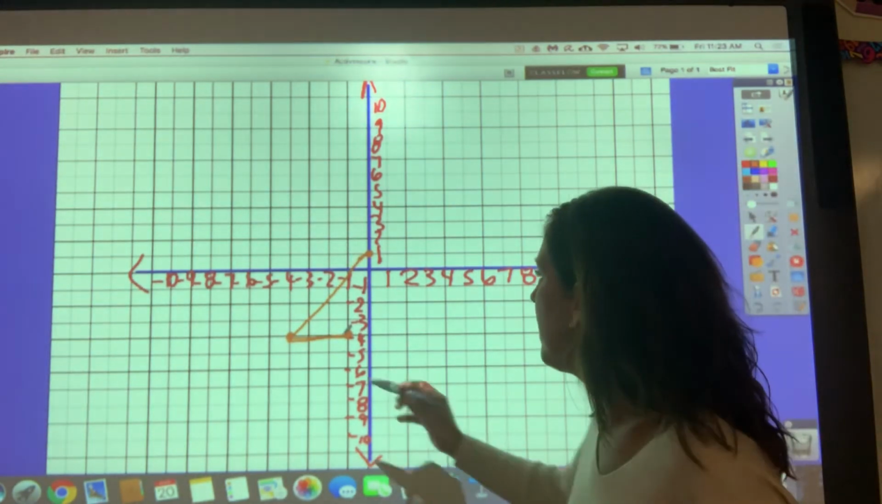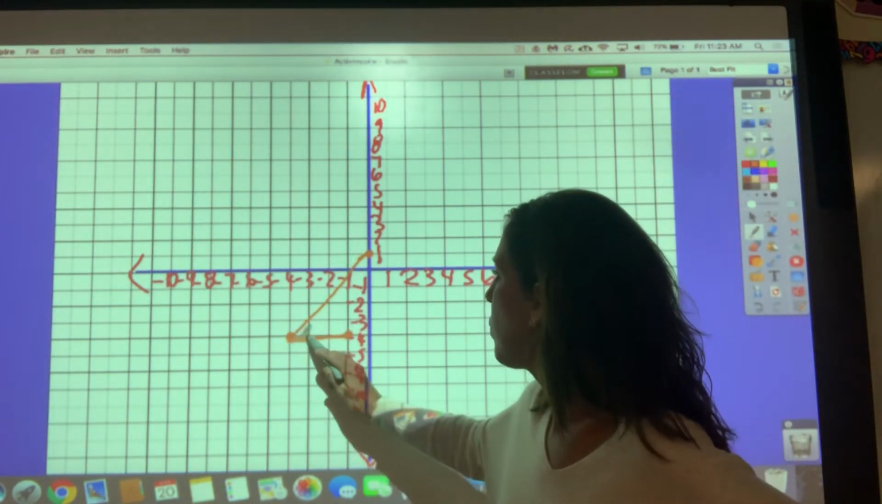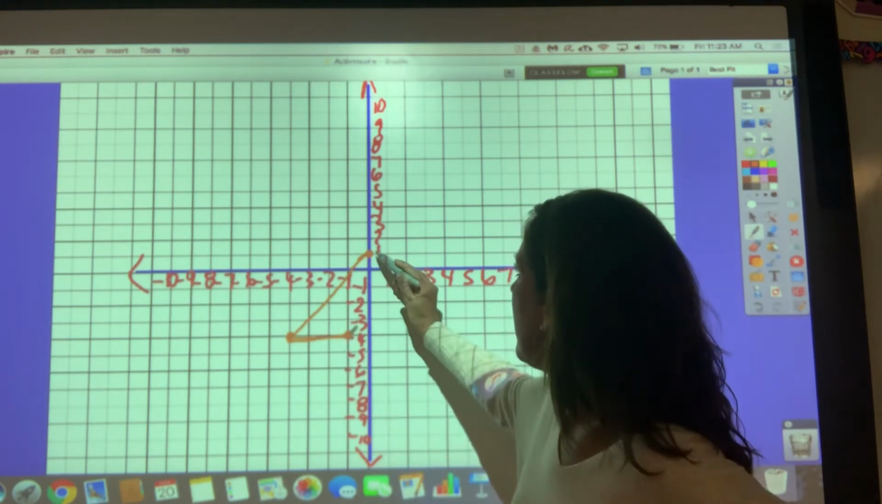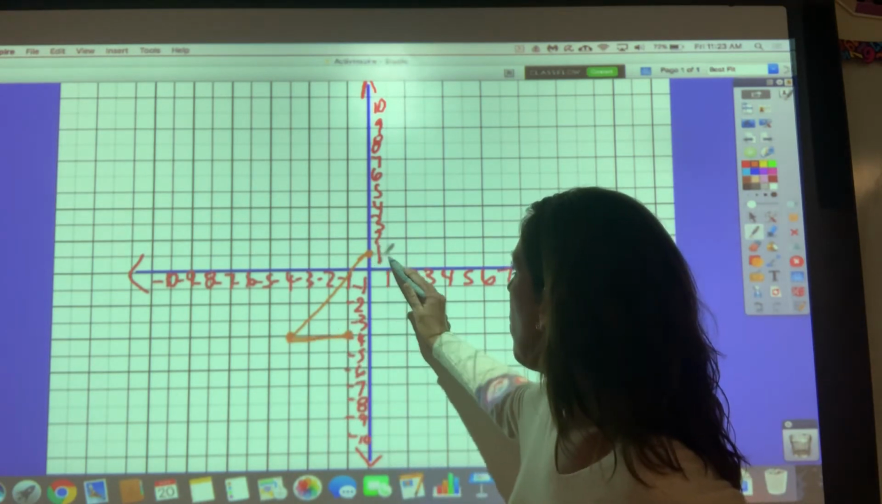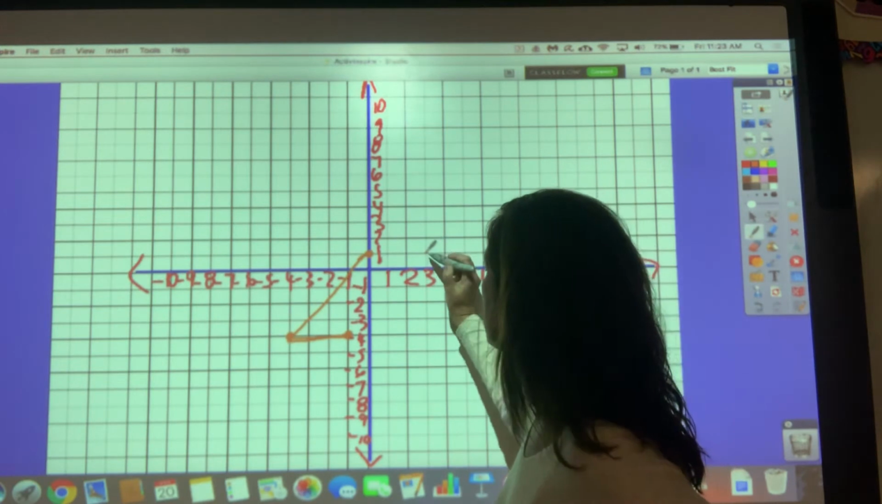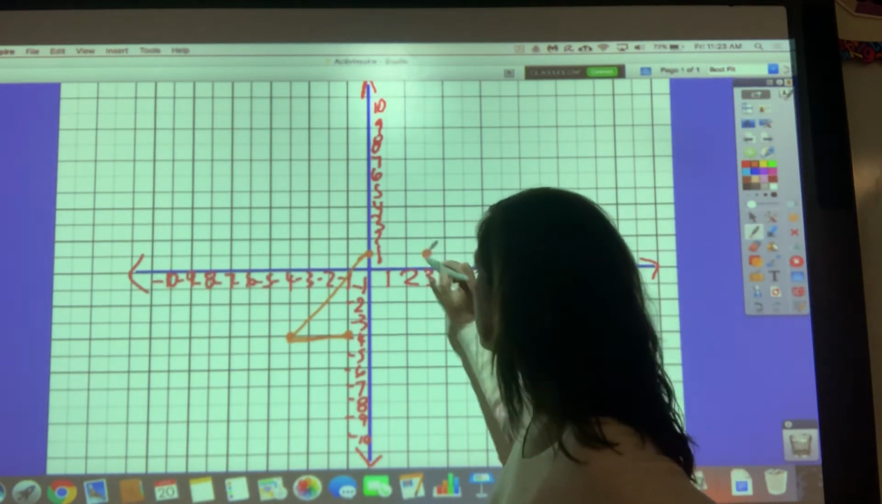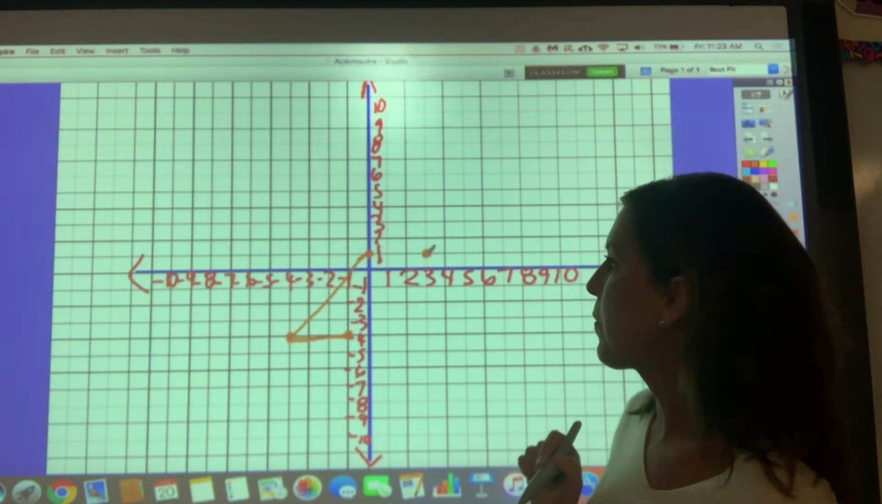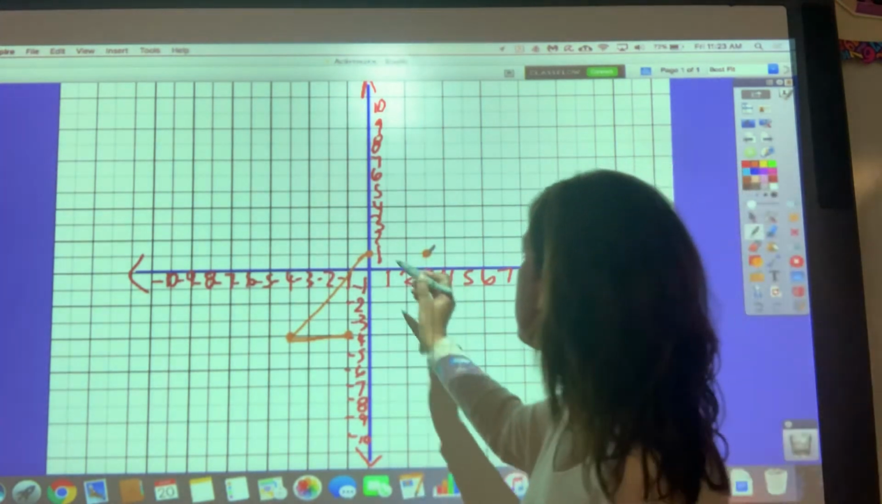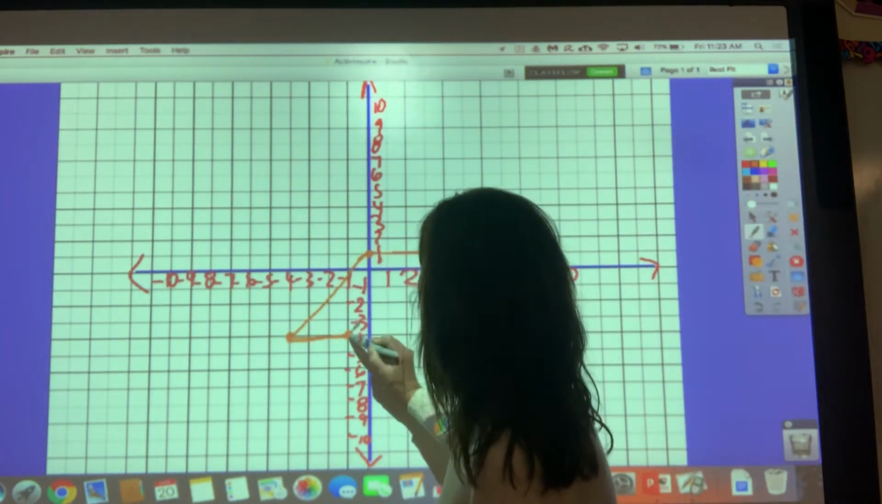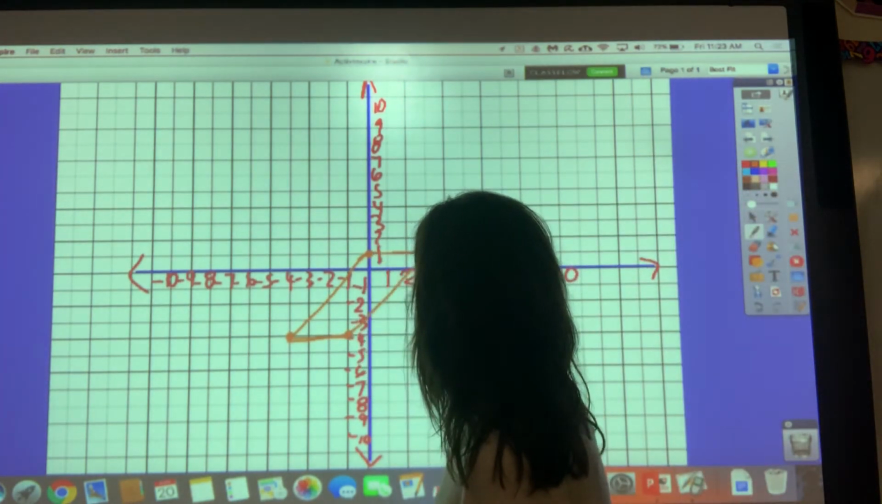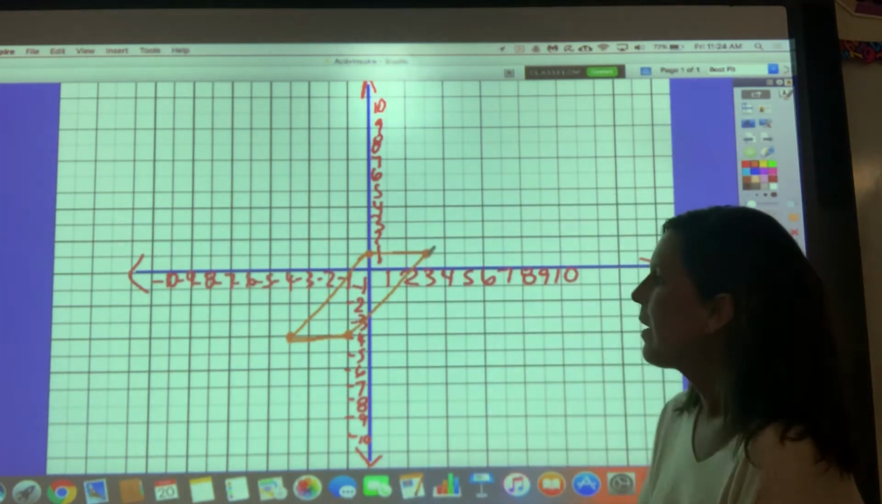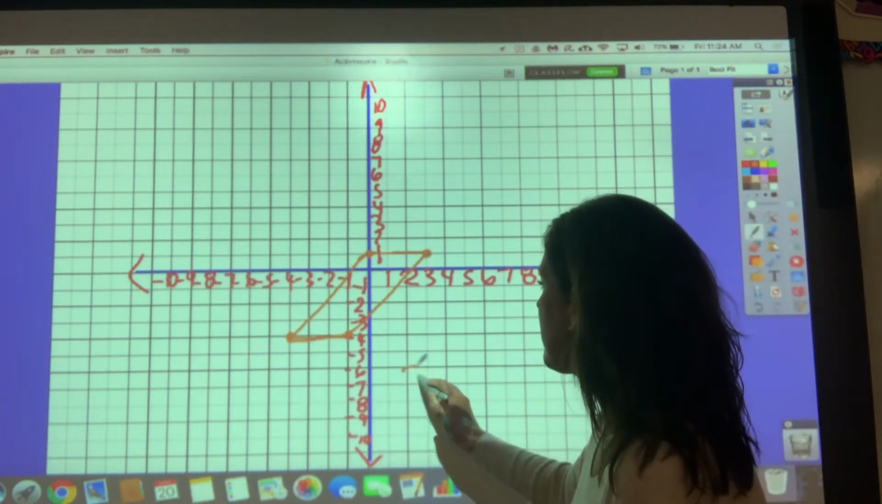Hopefully you realized, well, this is 1, 2, 3. And so this one also needs to be 1, 2, 3, which would mean our missing point is right there. So our missing ordered pair would have been 3, 1 to make this a parallelogram. And so here we have our parallelogram. We already know our base is 3.